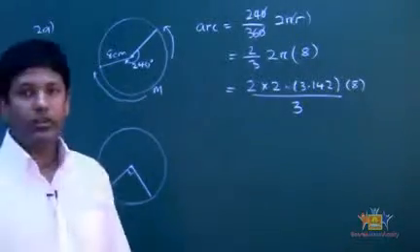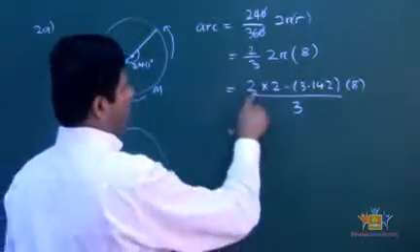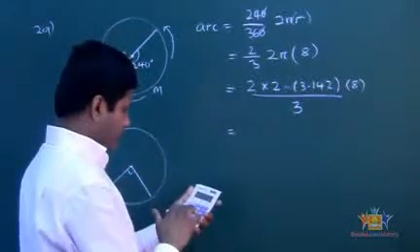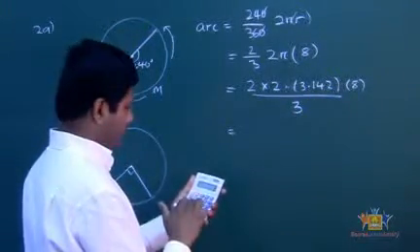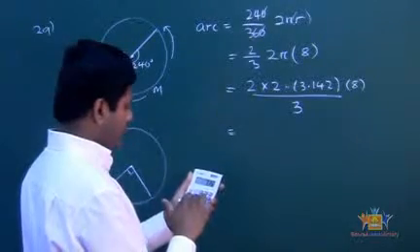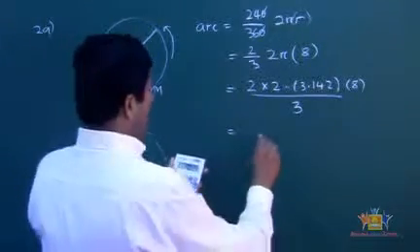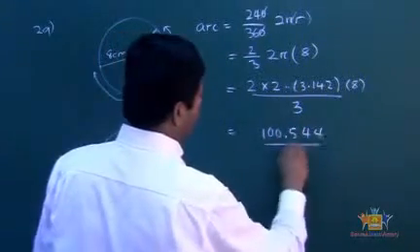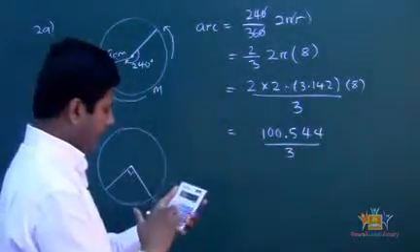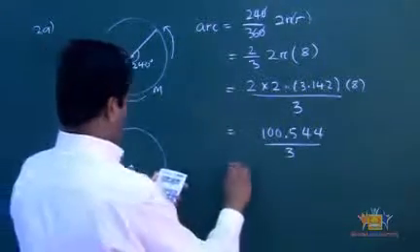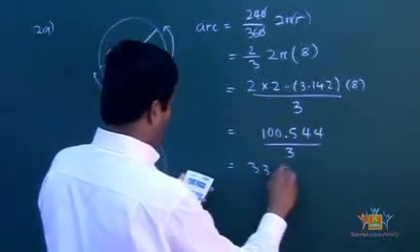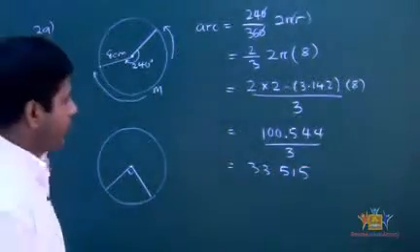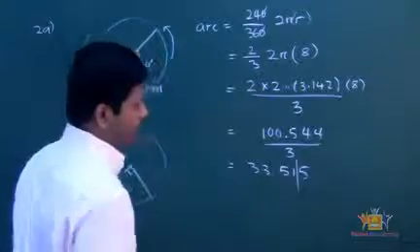So first you want to solve the top part of it. The top part is 2 times 2 times 3.142 times 8. So 2 times 2 times 3.142 times 8 gives me 100.544, and then I'm going to divide that by 3, which gives me 33.515, and we only want 2 decimals. Okay, 2 decimals.